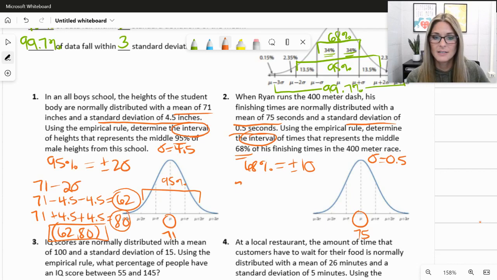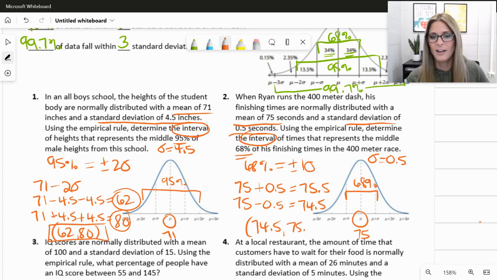So let's take our mean, 75, and add a standard deviation. And we'll also take 75 and subtract a standard deviation. That will give me the upper and lower side. That would include 68% of our data. 75 plus 0.5 is 75.5. 75 minus 0.5 is 74.5. So there is our interval, the 74.5 to 75.5.